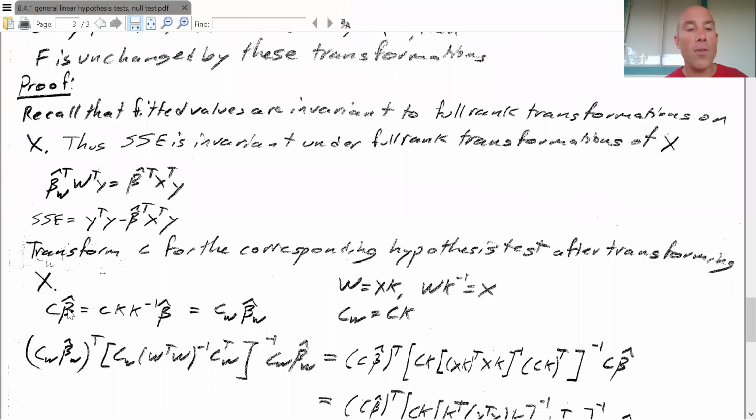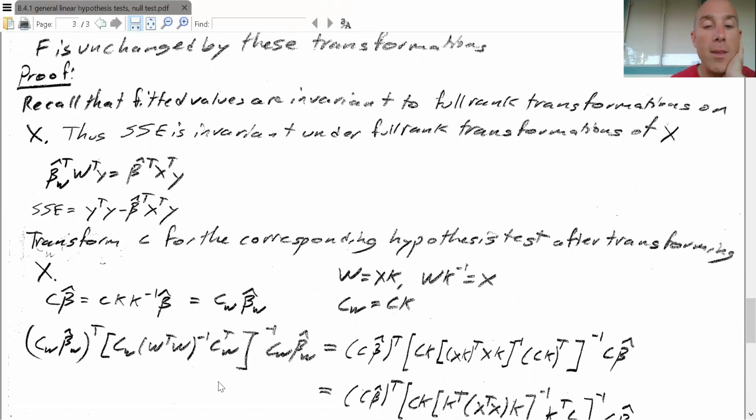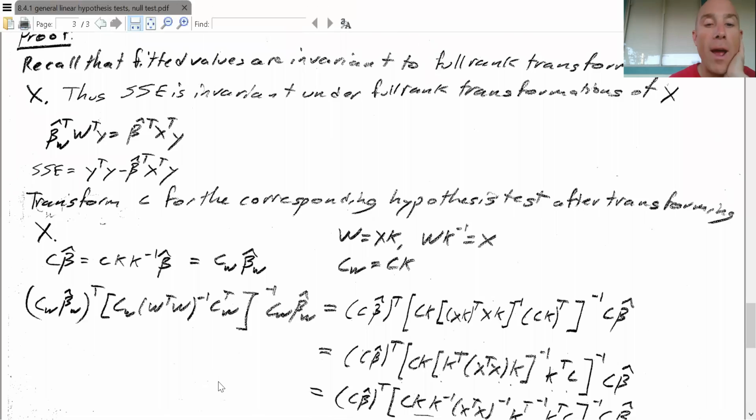All right, so we're going to say that C beta hat is equal to C K K inverse beta hat. What we're going to do is set CW so that CW times beta hat W is equal to C beta hat. Okay, so W is equal to X times K, and so W K inverse is equal to X. We can use this to get what we want. And then CK, we're going to say, is equal to C times K. Boom.